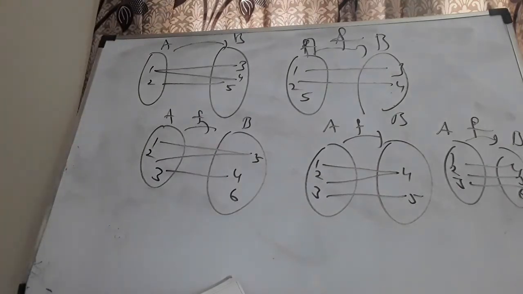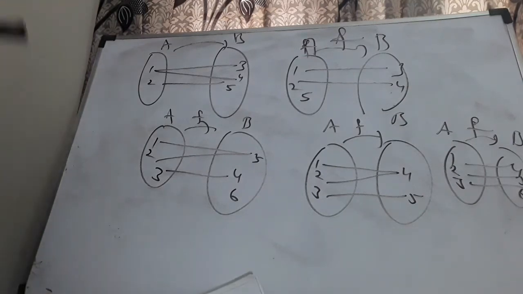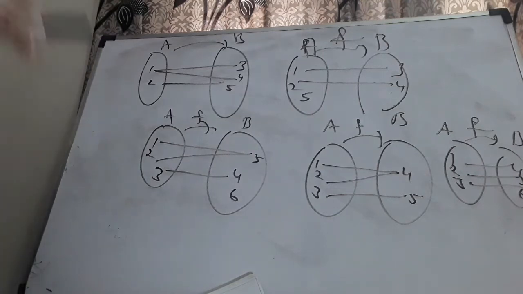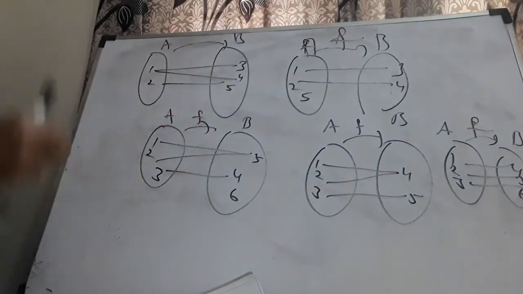Just listen carefully. I already told you, if each and every element of a set capital A is related to only one element in another set capital B, I mean to say it is a function. There is a function from A to B. That's what I already told you. Actually, just by looking at the diagram, I can connect it with a practical example.